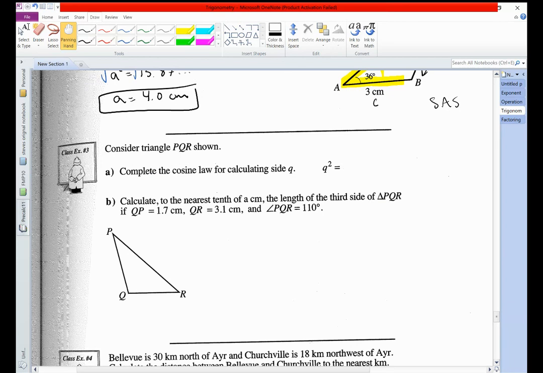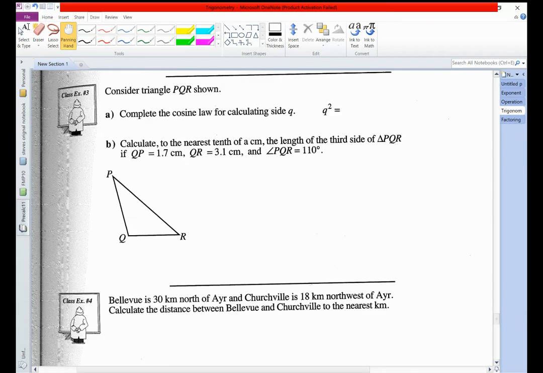So next example, consider triangle PQR shown below. Complete the cosine law for calculating the side Q. First thing I'm going to do is label my sides. Little q, little p, little r. For calculating q squared, it's going to be p squared plus r squared minus 2pr cos of q.